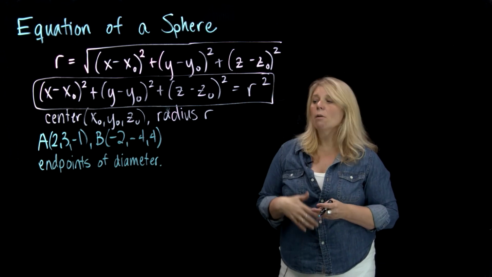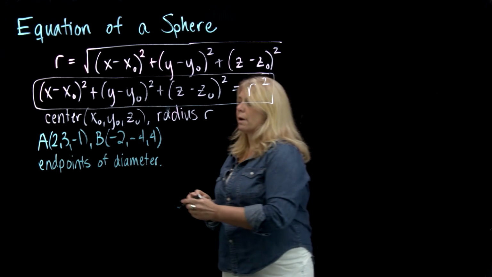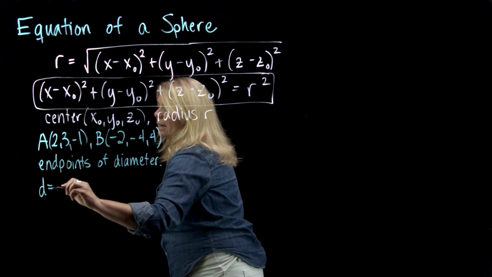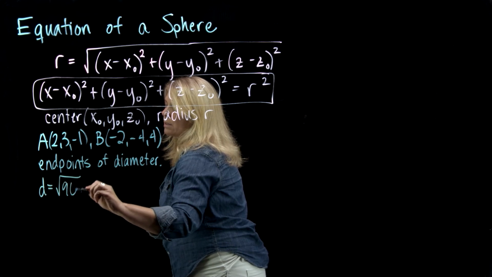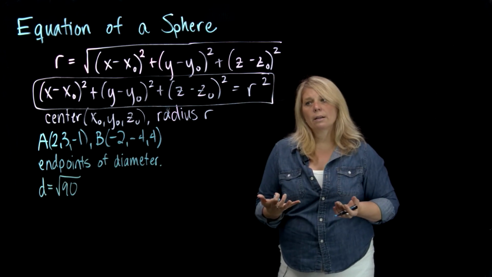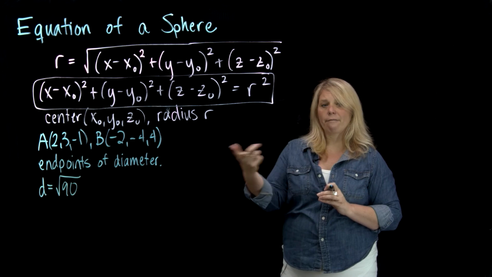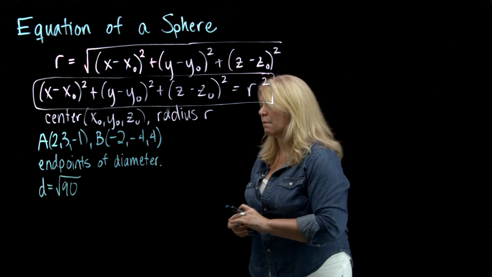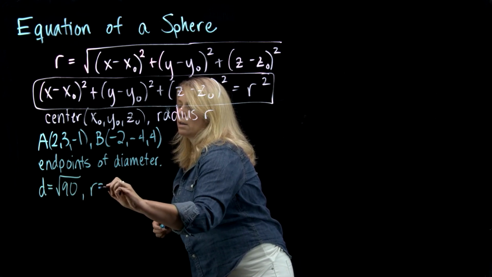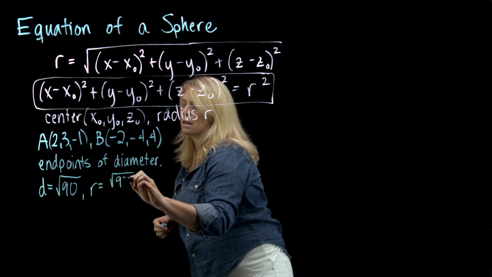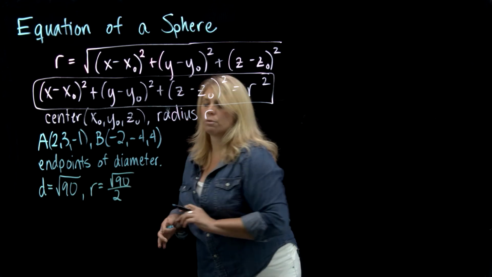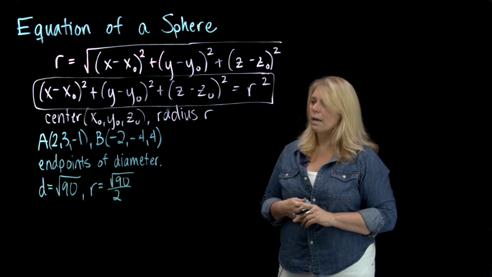So in the last video, we found the distance between these 2 points, A and B, was square root of 90. And so our radius would be half of that. Radius is half of a diameter. So r is going to be the square root of 90 all over 2. Or you can write that in a simplified form if you like.